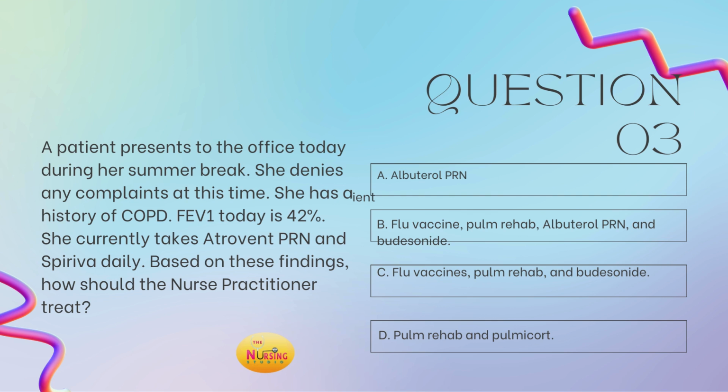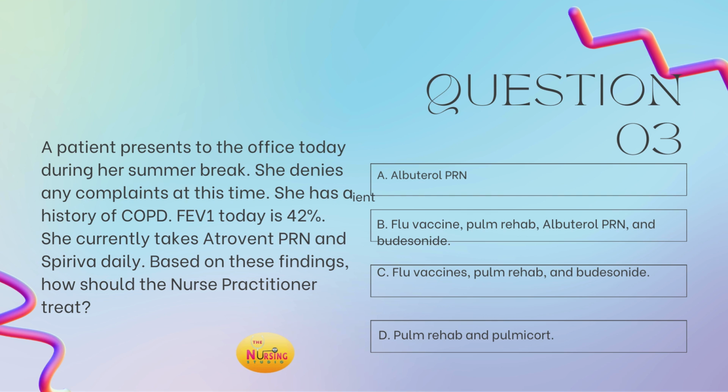Stage 3, where we have a SAMA or SABA PRN, right? So we have that already. A LABA or LAMA, we have that already. Flu vaccine, if it's flu season, it's not flu season. They said she's here on her summer break, so we know it's not flu season. Flu season is anywhere from October to March. It's not flu season, so we don't need a flu vaccine right now. Pulmonary rehab, yep, we have pulmonary rehab in our rotation during this stage.